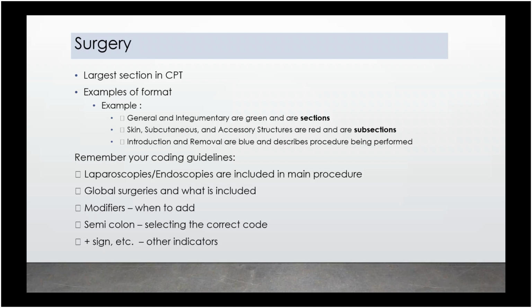We do have examples of format. So the example is you have general and integumentary in green, and they are our sections. You've got skin, subcutaneous, accessory structures in red, and there are subsections. And then introduction, removal in blue, and they describe the procedures that are being performed. So there are headings.